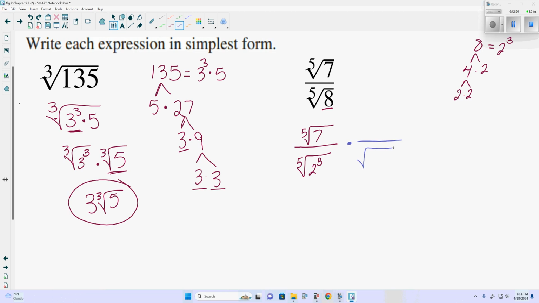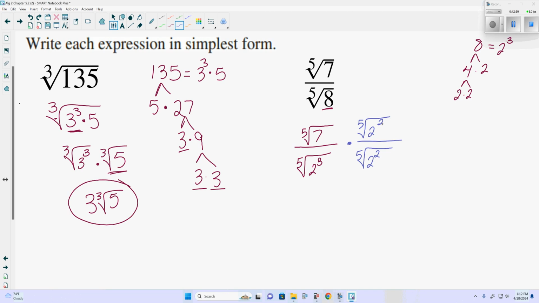So I'm going to multiply the bottom for sure by the fifth root of 2 to the what? 2, because we need a total of 5, so I'm going to multiply it by 2 more 2's, 2 squared. But if we do it on the bottom, we have to do it on top. Since we don't have an equation, we have to multiply the fractions on top and bottom.